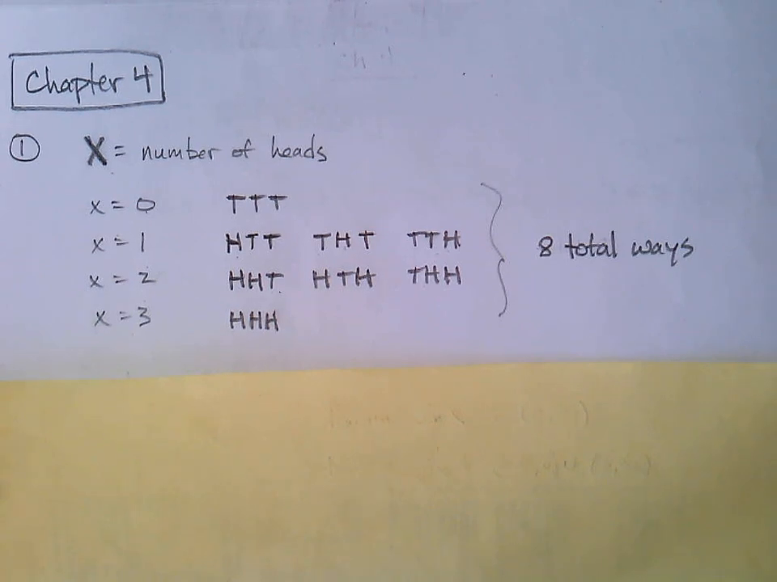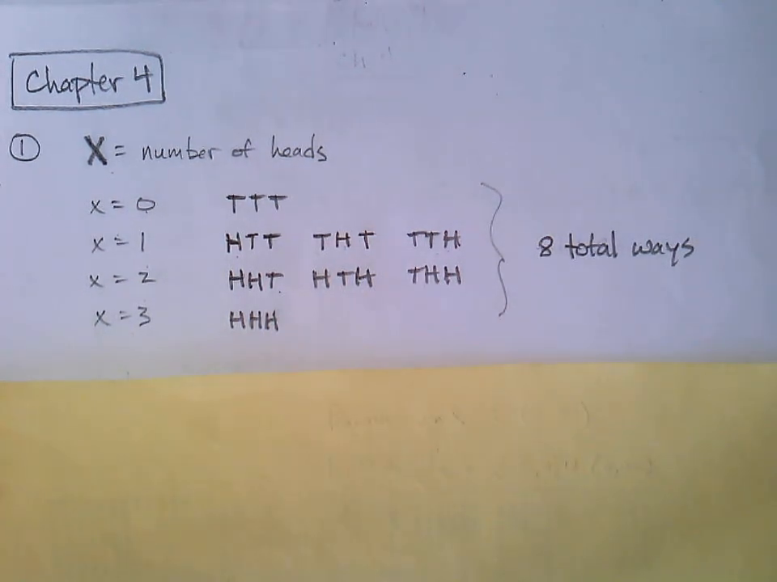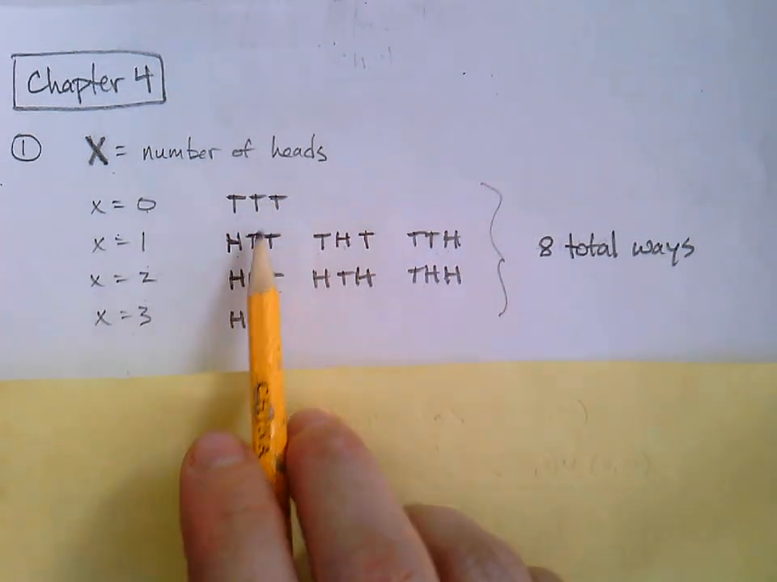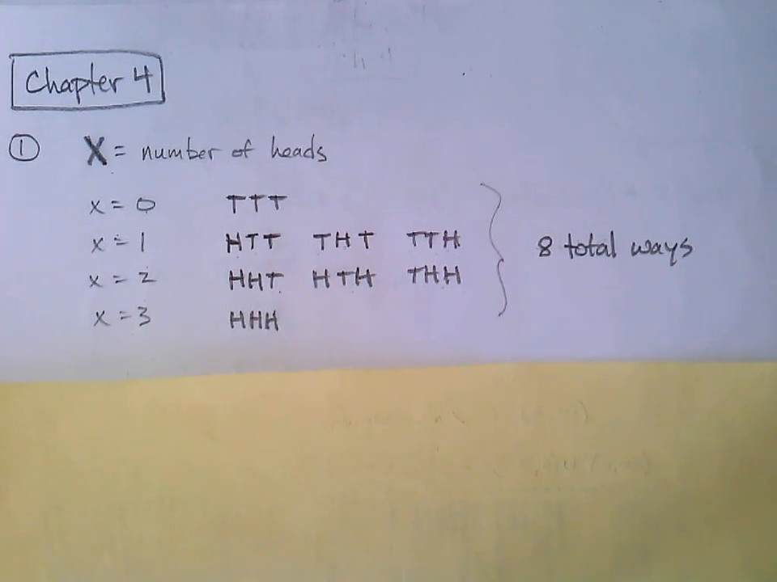And it's good to note how many total different ways this could occur. And we see, okay, well, if we count them up, right, 1, 2, 3, 4, 5, 6, 7, 8, there are 8 different outcomes for the number of heads that we might see.